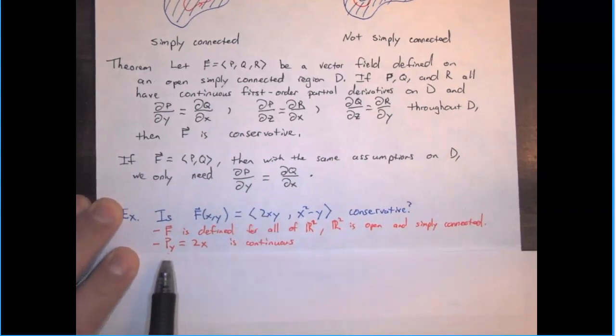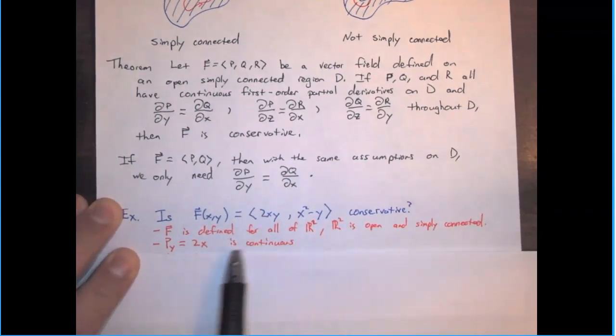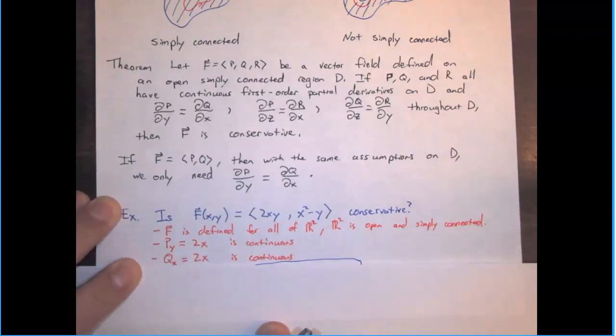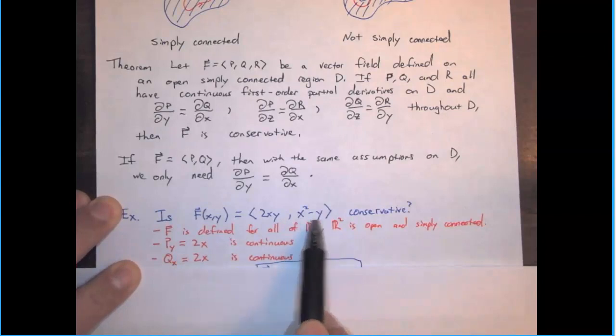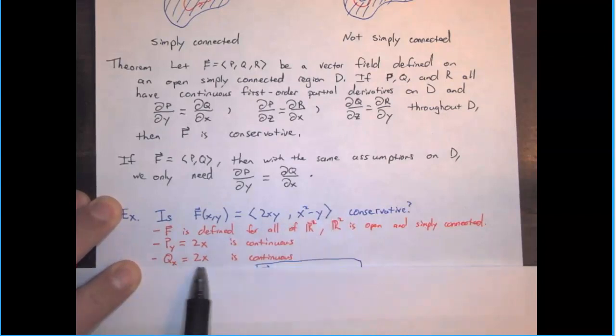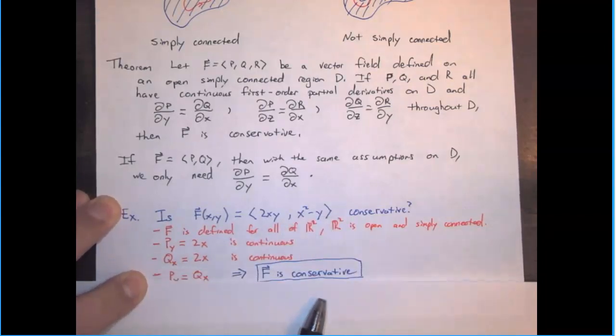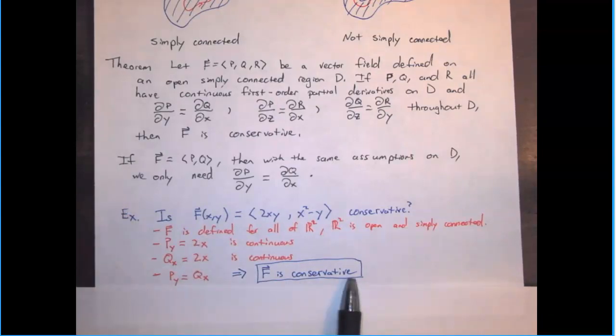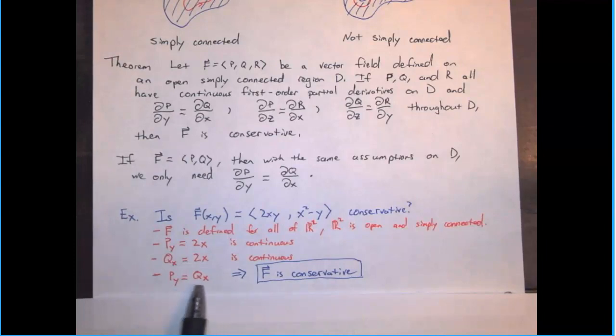I take a partial derivative of the first component with respect to y, I get 2x, and this is continuous. It's continuous in the xy plane. I take a partial derivative of the second component with respect to x, I get 2x. This is continuous. These two are equal, F is conservative. Now most of the time, this is the property we check, just this fourth one. Are these two partial derivatives equal to each other? And we say that's enough, F is conservative.